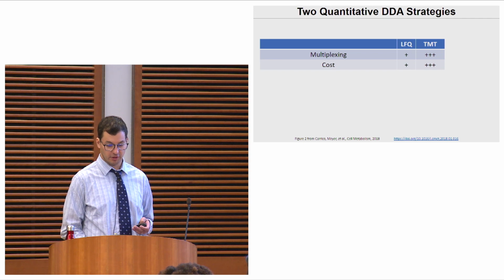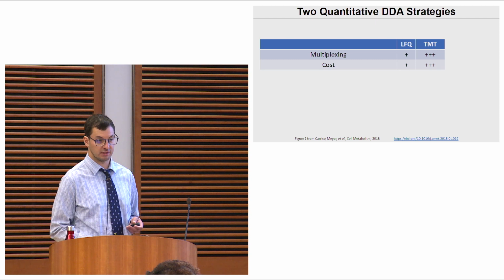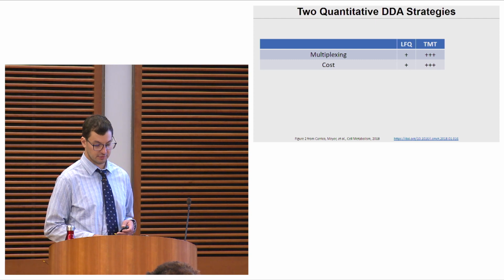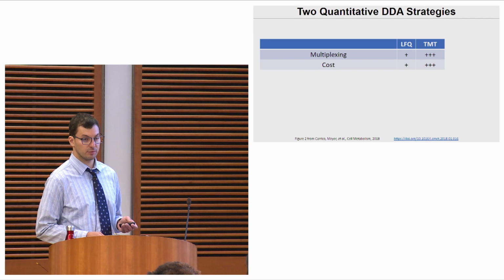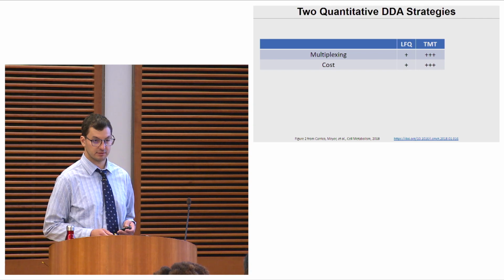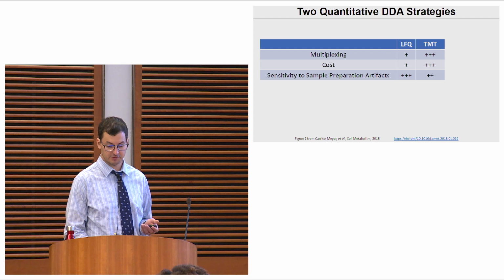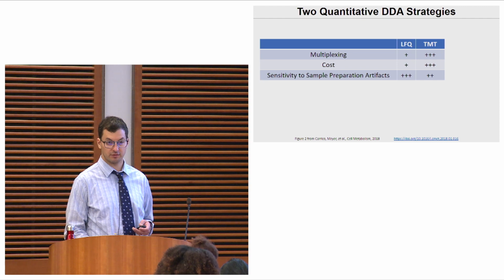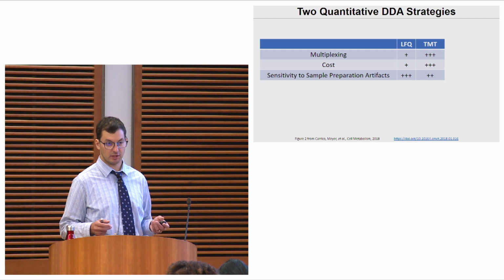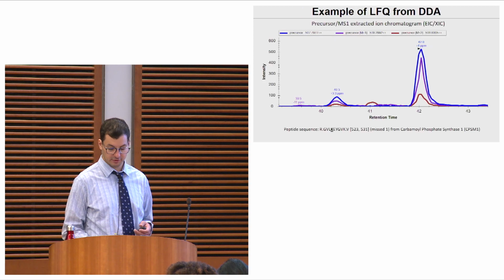So to give you a coarse comparison of these two methods, LFQ offers no multiplexing compared to TMT, which gives you up to 11 for one multiplexing. But LFQ is the cheapest method because you don't need to buy any expensive isotopes or reagents. However, LFQ is the most sensitive to sample preparation or mass spec data collection artifacts. And that's because we have to be sure that we collect our data and prepare the samples identically, which is sometimes not trivial. TMT is less sensitive to these artifacts because we lock in our ratio before we collect the MS data.